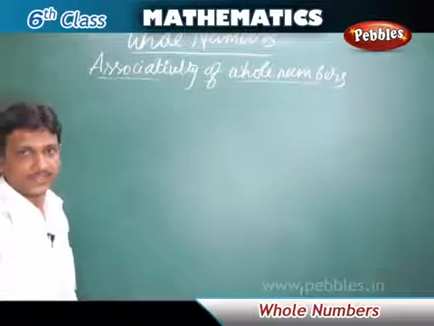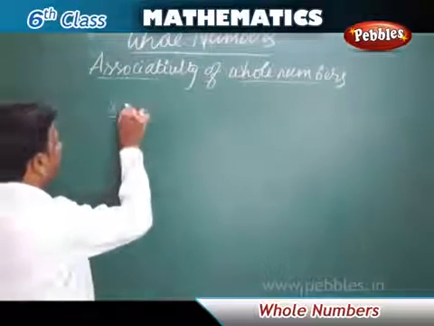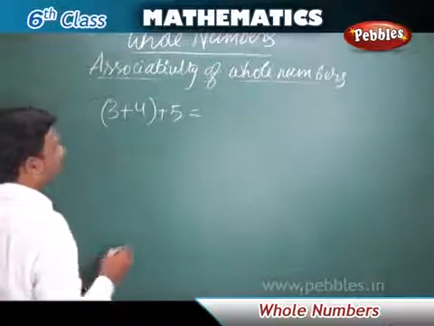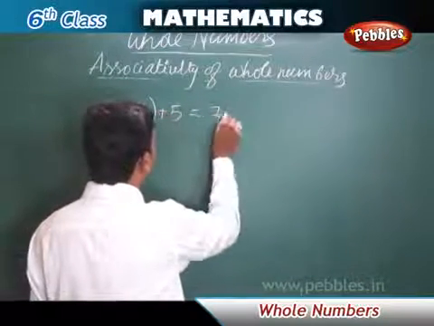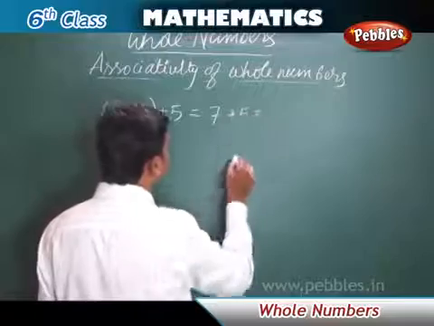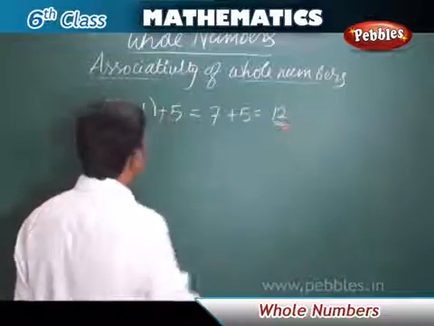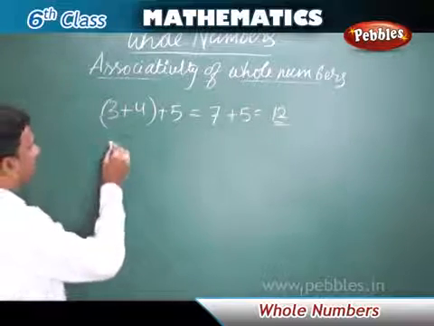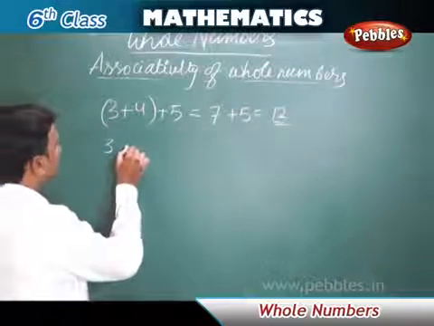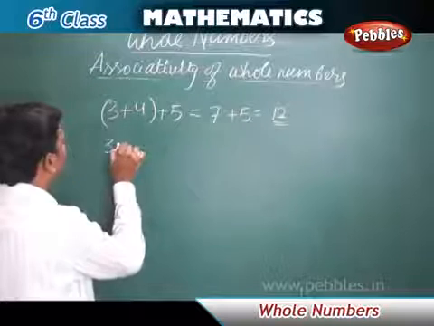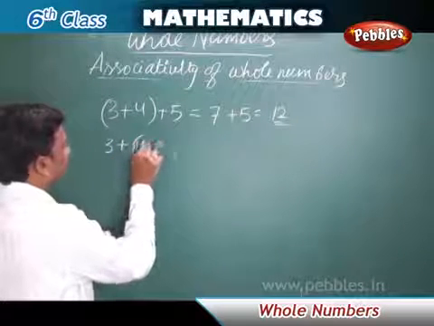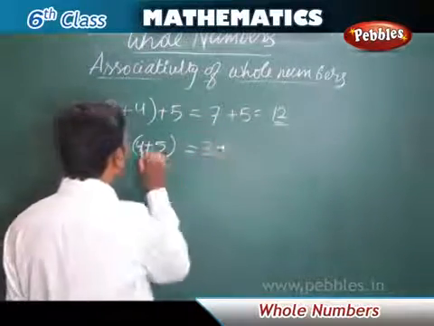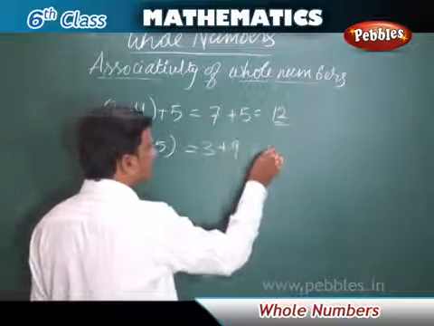Associativity of whole numbers. Now let us see 3 plus 4 plus 5 is equal to 3 plus 4, 7, plus 5 is equal to 12. Now the same thing by changing the arrangement. 3 plus, 4 plus 5, we have written like this. So now 3 plus 4 plus 5, 9, is equal to 12.